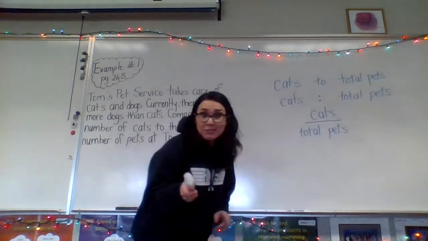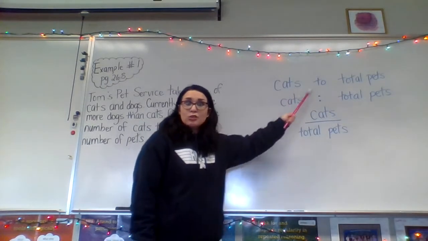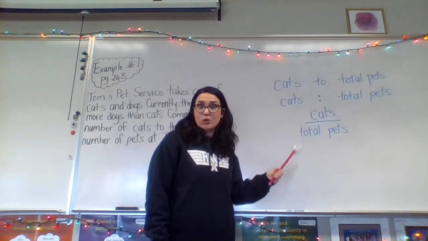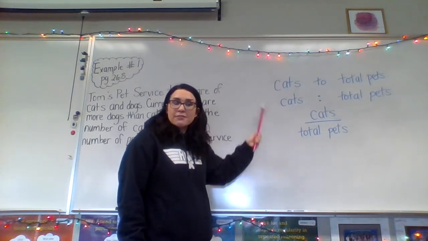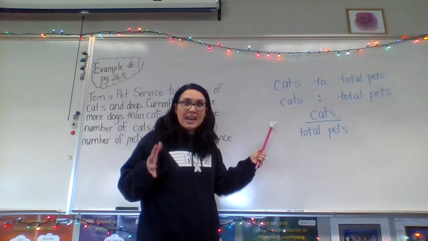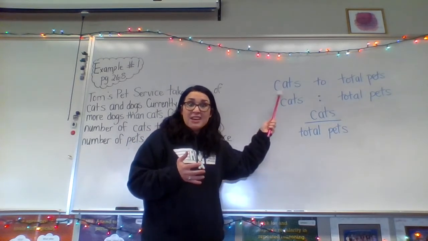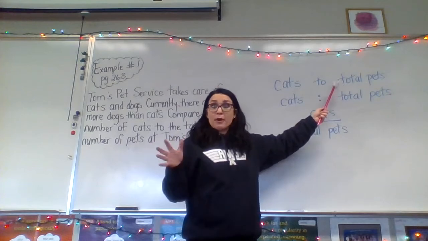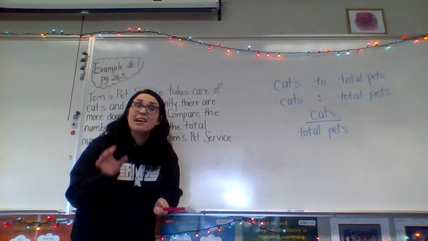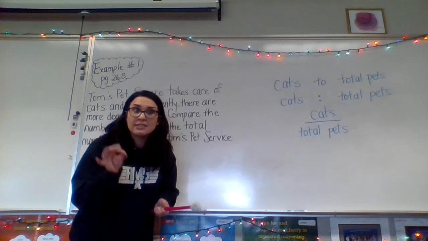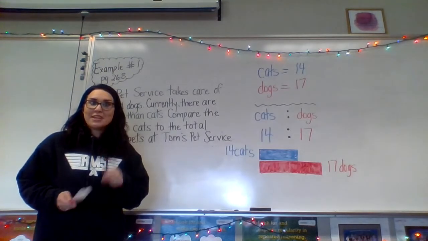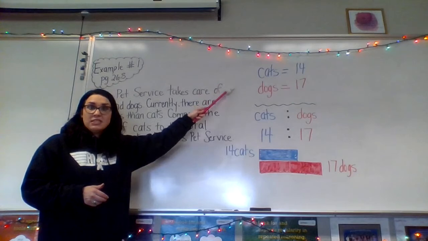Here are a couple of different ways we can write it. We could do cats to total pets, cats colon total pets, and then cats over total pets. So here are 3 different ways we can write our ratio, of course, once we get more information. Again, we're comparing the number of cats to both cats and dogs, the total number of animals our little friend Tom has under his care right now. If you look at page 268, you'll notice there's some more information. Let's add it. We learn that there are 14 cats and 17 dogs.